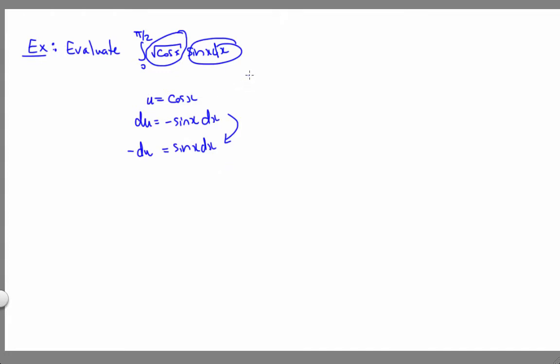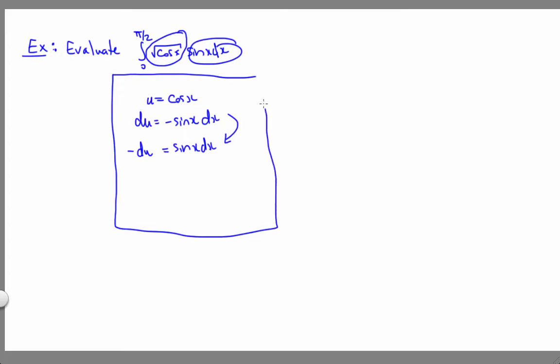Now, in this problem here, there's going to be an additional step because we're going to have to deal with the limits of integration. So let's think about what happens when x is 0. When x is 0, which is our bottom limit of integration, what would that mean for u?